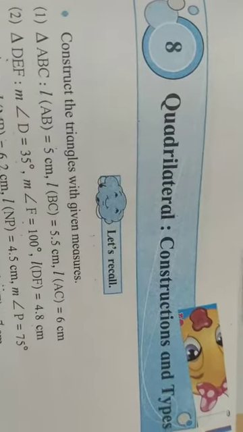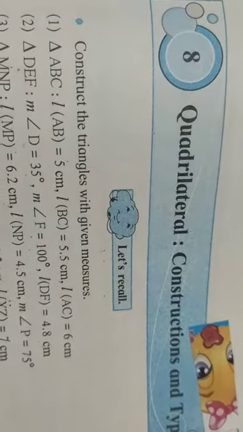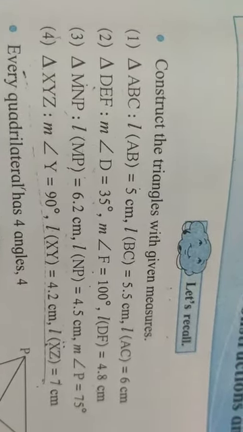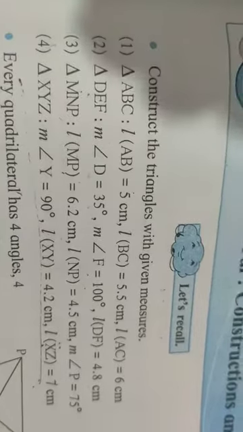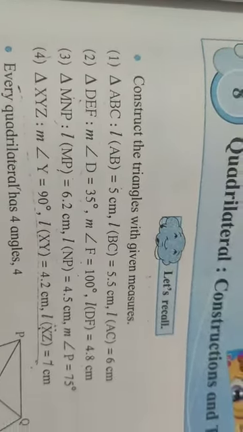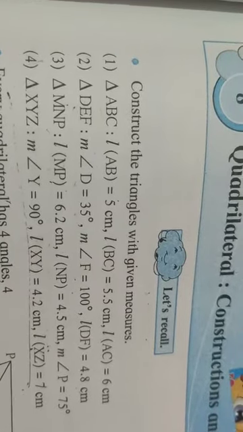Hello children. Yesterday we started the construction and types of quadrilaterals, and under this we completed triangle constructions. Let's recall them. There were four constructions. When the three sides are given, how to construct a triangle, then two angles and one side.